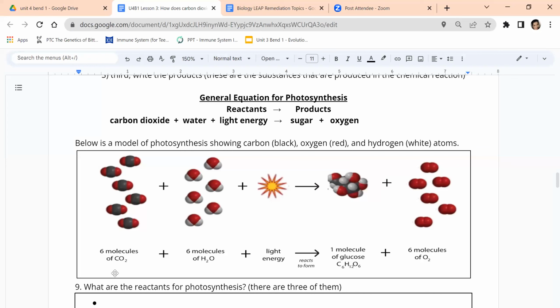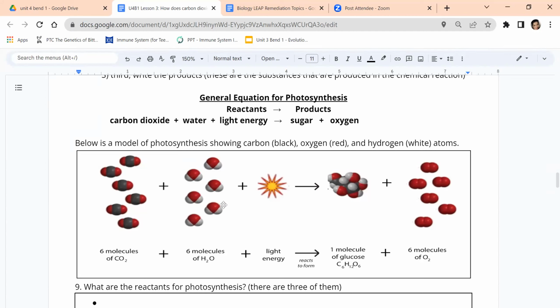So the chemical formula for carbon dioxide is CO2. So 1 carbon and 2 oxygens. And it takes 6 molecules of carbon dioxide and 6 molecules of water to get this chemical reaction going. And you'll see that water is H2O. So you've got the red carbon atom in the center, and then the 2 gray spheres are hydrogen. So 2 hydrogens and 1 oxygen is water, H2O.